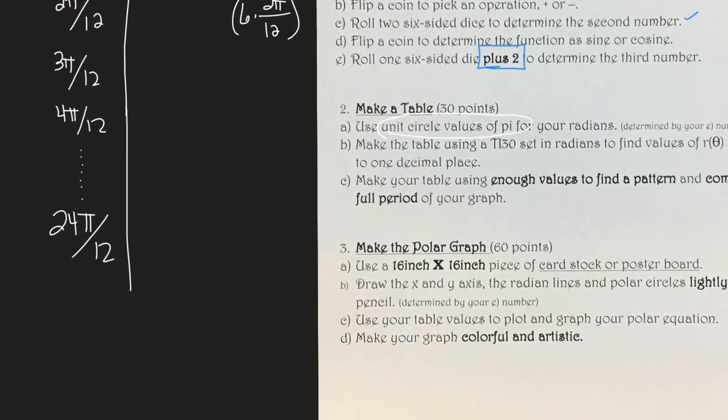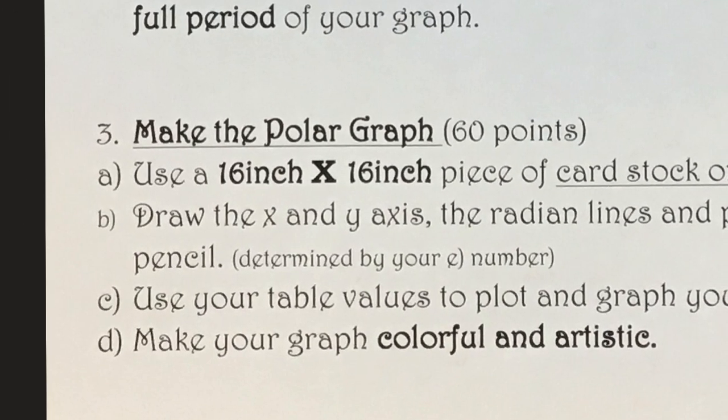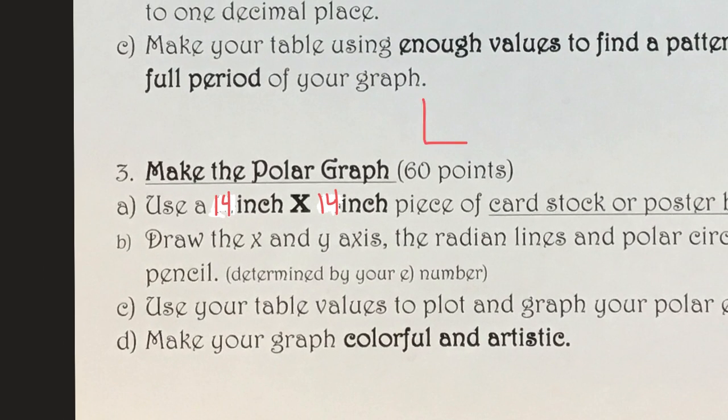The next thing we're going to do is make your polar graph. I am changing this from a 16 by 16 to a 14 by 14. So use a 14 by 14 inch piece of cardstock or poster board. Your standard poster board is a 22 by 28. That means if you cut it in half, you can get two 14 by 14s out of this.